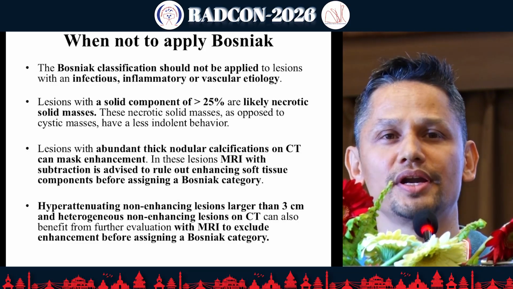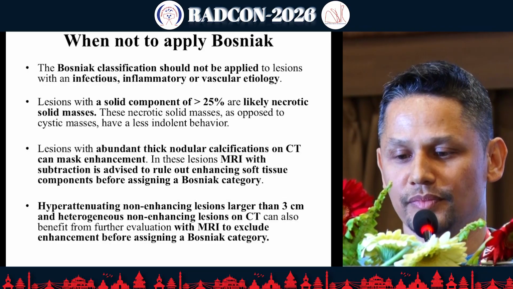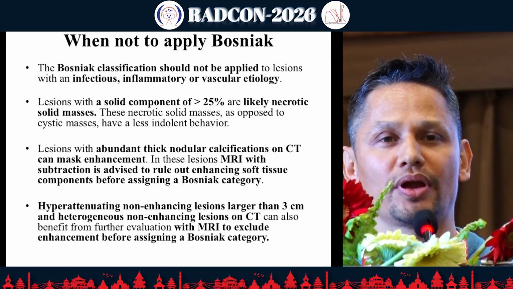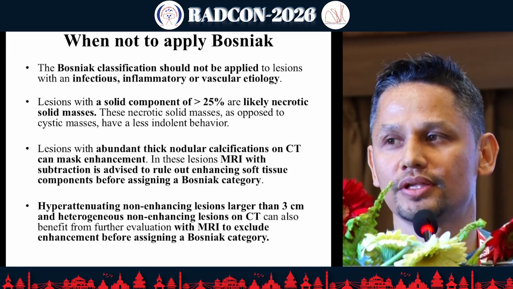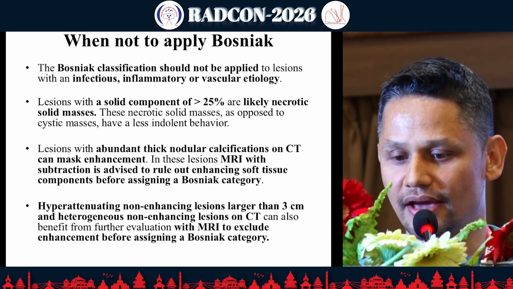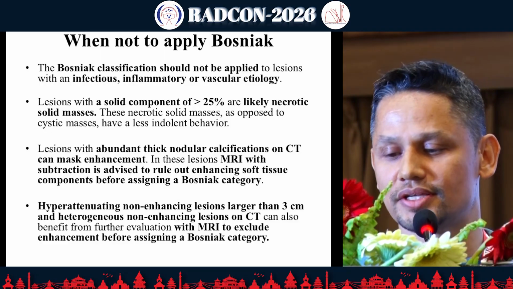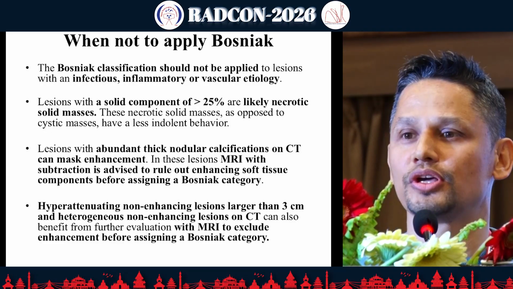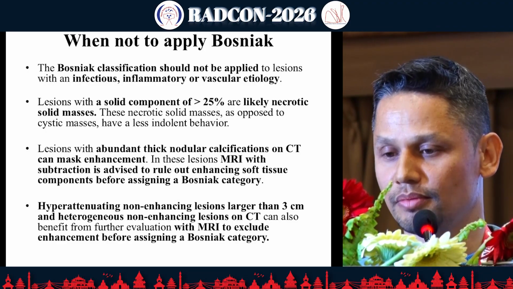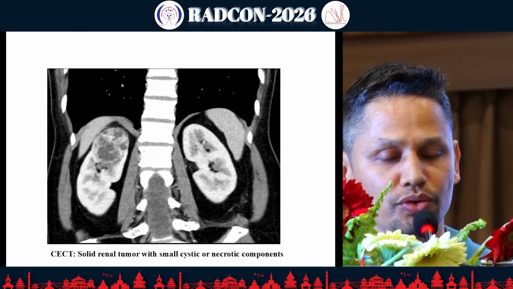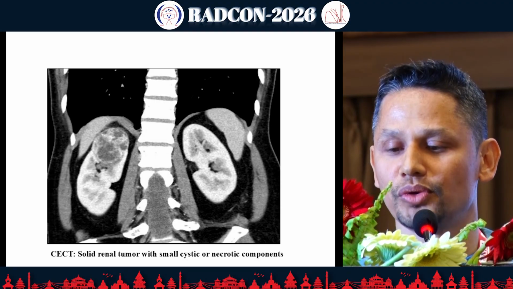And the lesions with abundant thick nodular calcification may mask the enhancement. So in these cases, before applying the Bosniak category, it's better to evaluate them with an MRI scan. And hyperattenuating, non-enhancing lesions on CT scan, more than 3 centimeters, should also undergo MRI scan before assigning the Bosniak classification category.